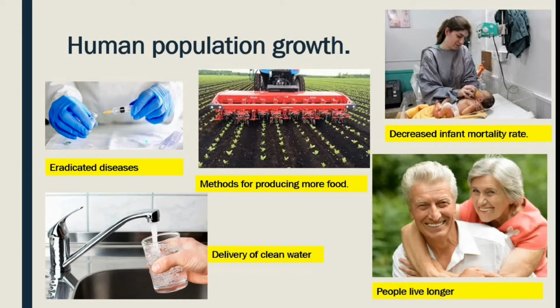What factors affect growth of human population? During the past century, humans have eradicated disease such as smallpox. They have developed methods for producing more food. Infant mortality rate has decreased and technological developments have improved the delivery of clean water. When these factors are accounted for, people live longer and are able to produce offspring that live long enough to produce offspring, hence a population growth.